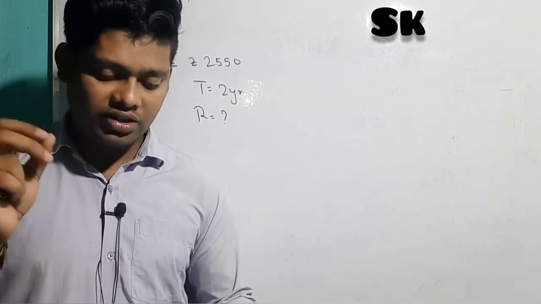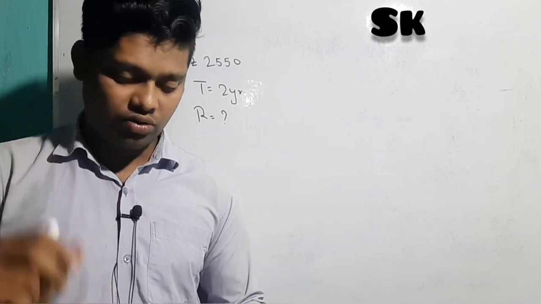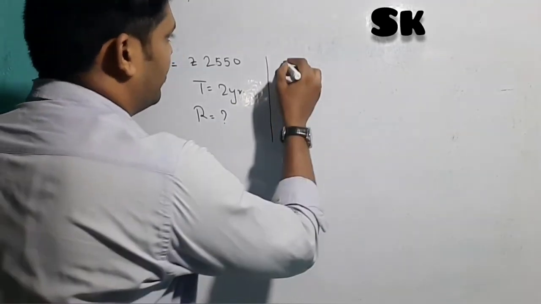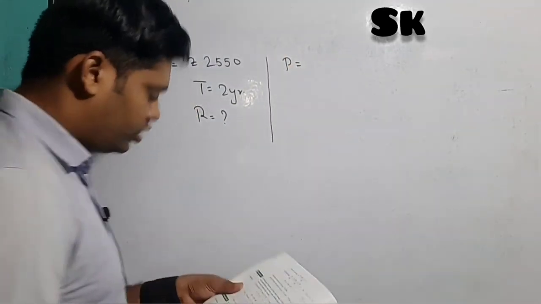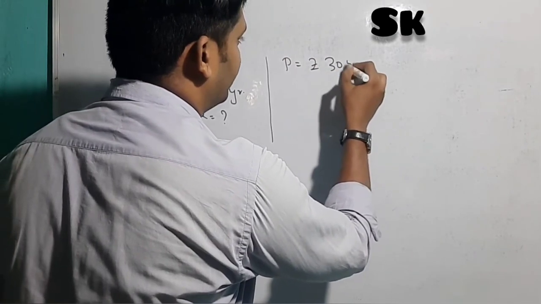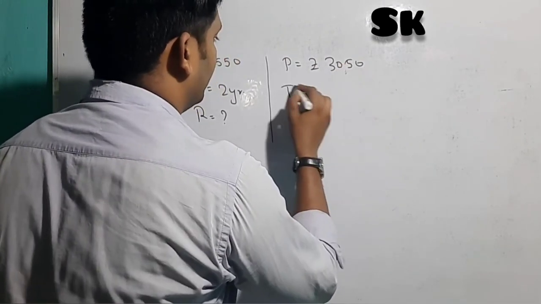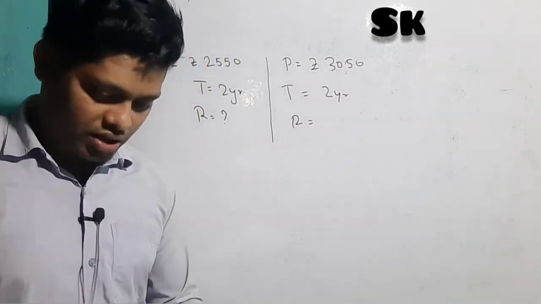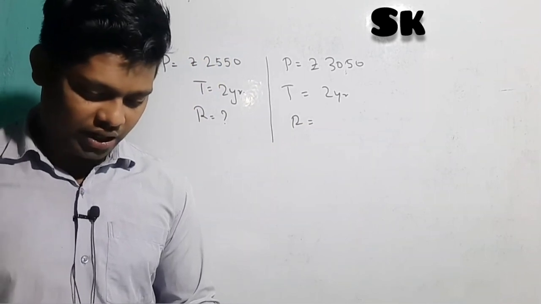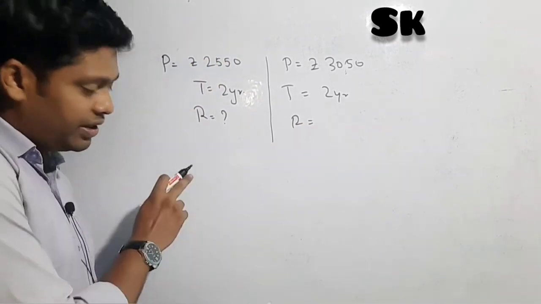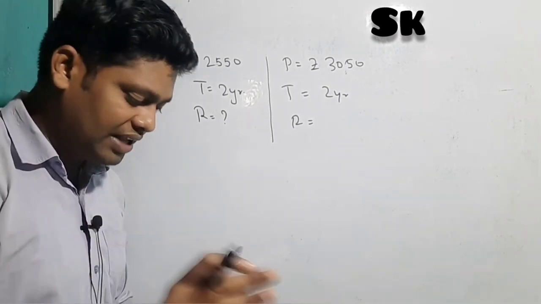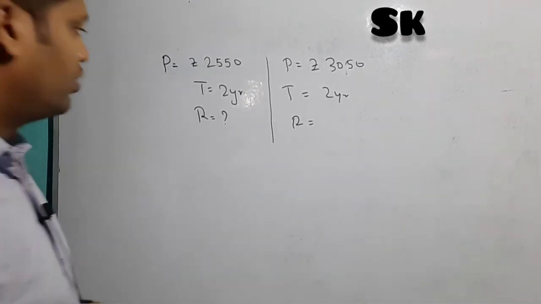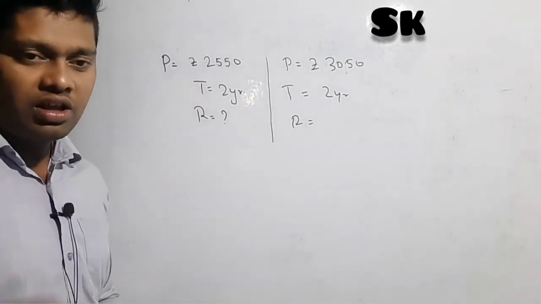Less than the interest earned on 3050 for the same time at the same rate, which means one more person is there. The principal here is 3050 rupees, the rate of interest is the same, and the time is the same. You don't know the rate of interest, so find the rate of interest. What they are saying is that the interest earned by this person is 50 rupees less than what the other person earned. We will do it like this.